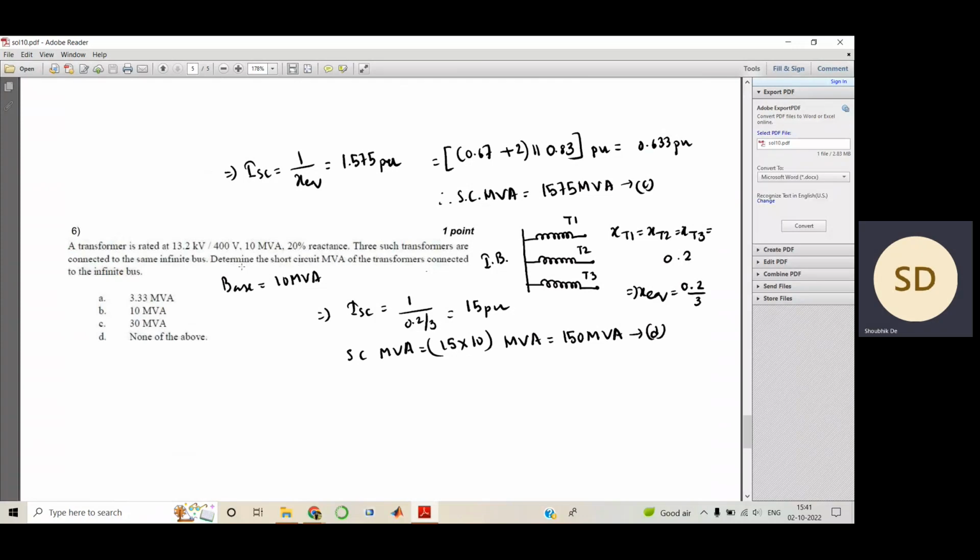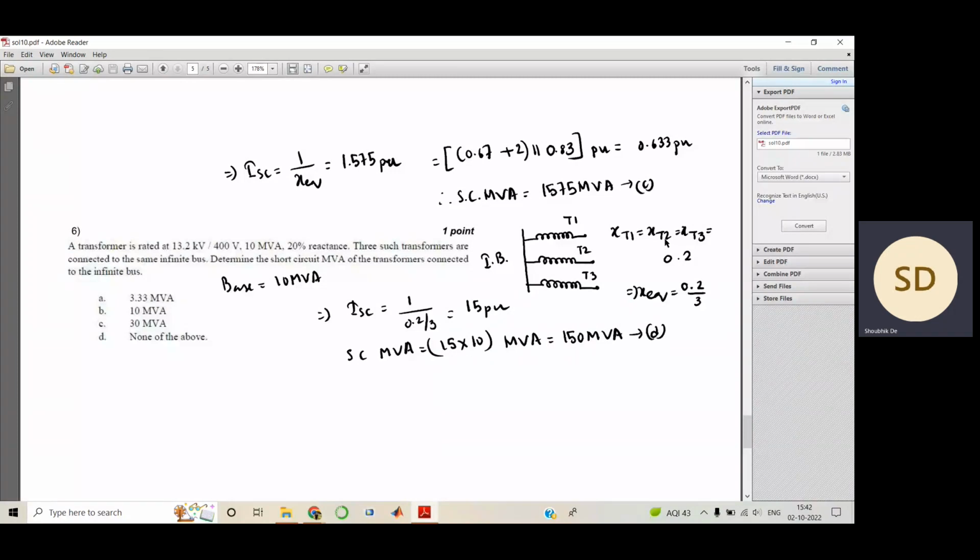Clearly, read this statement. Determine the short circuit MVA of the transformers connected to the infinite bus. So basically, the short circuit MVA of the infinite bus only. From the statement, this is what I understood. So once you understand what to find out, your problem is pretty simple.